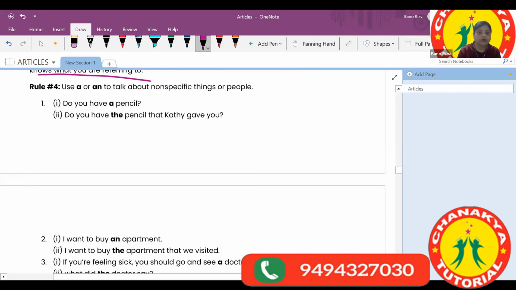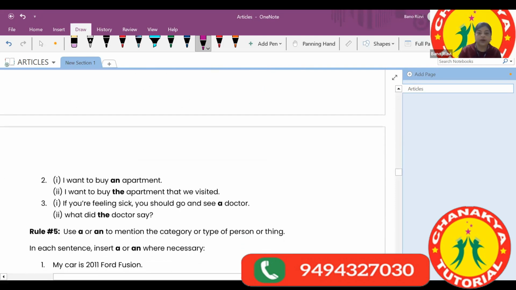Let's move on to rule number 4. Now we use a or an to talk about unspecific things or people. Do you have a pencil? Do you have the pencil that Kechi gave you? I want to buy an apartment. I want the apartment that we visited. Here we are talking about something that is unknown and then that is known.